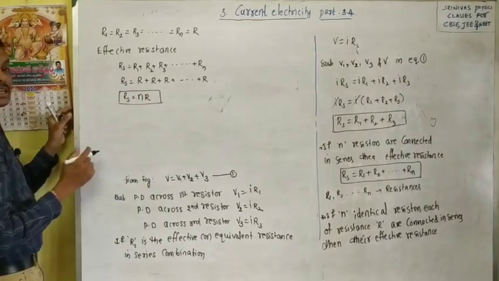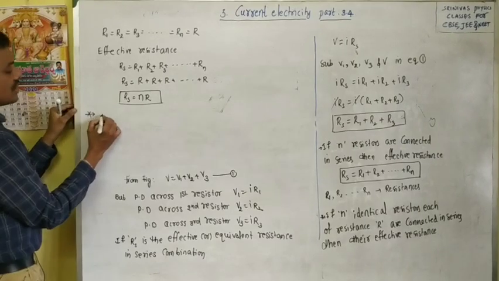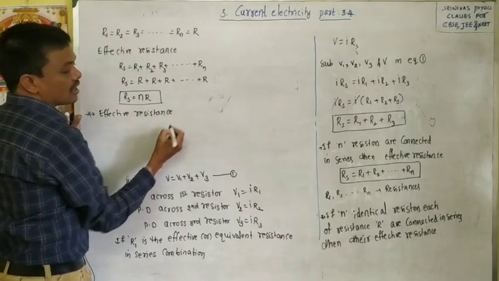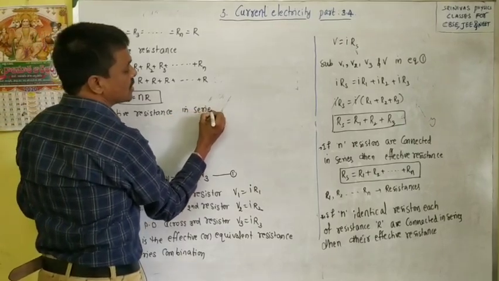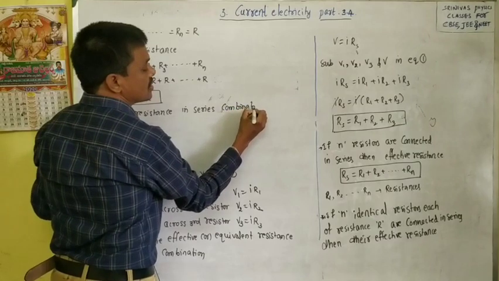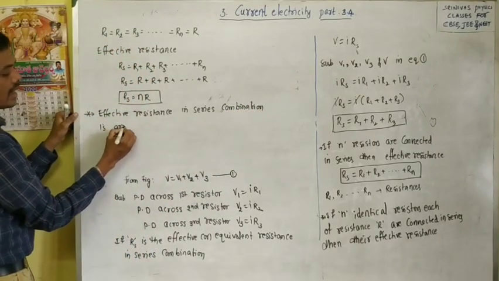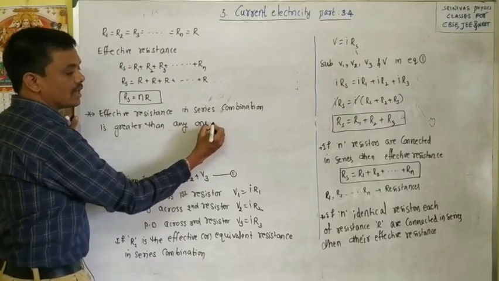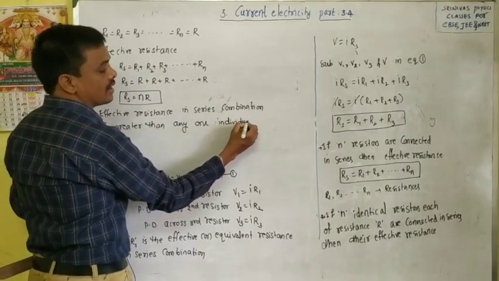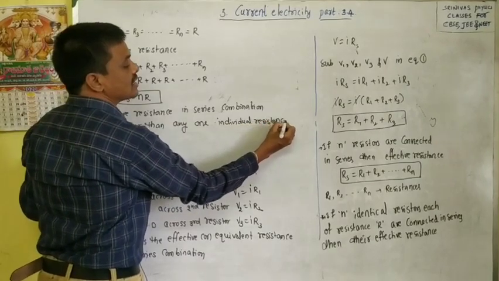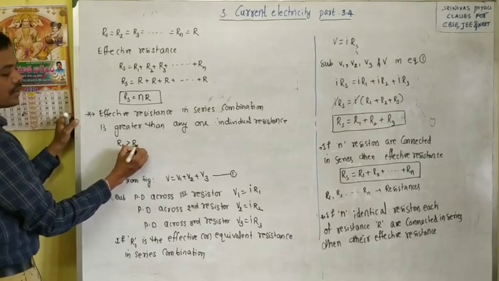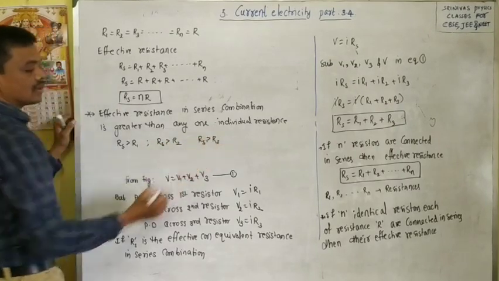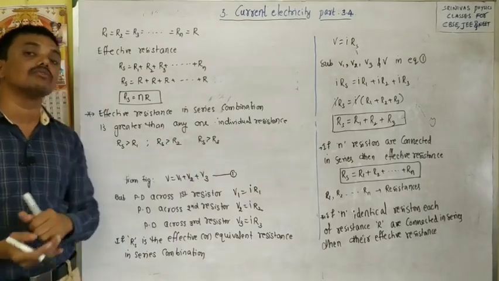If you want to get more resistance in series combination, we have to connect resistors in series. And now, the effective resistance in series combination is greater than any one individual resistance. If you take the resistances here, Rs is the effective resistance. Rs is greater than R1, or Rs is greater than R2, or Rs is greater than R3. The effective resistance is greater than the individual resistances.